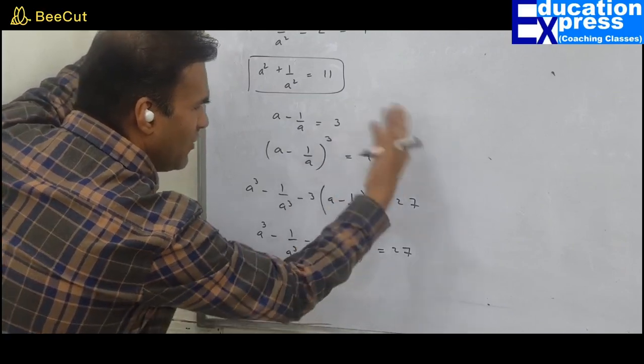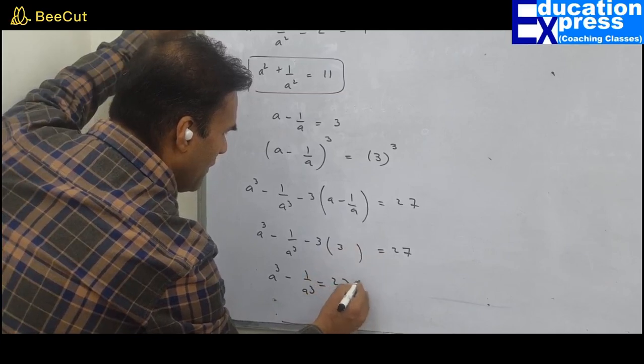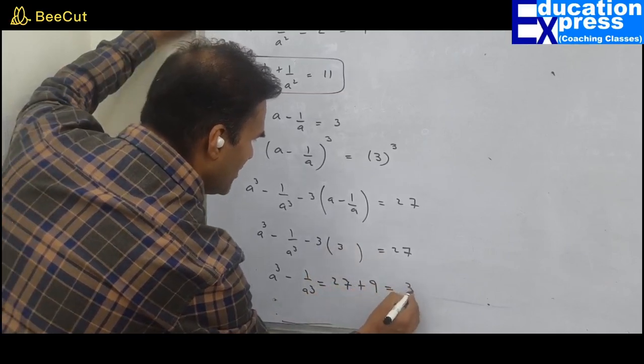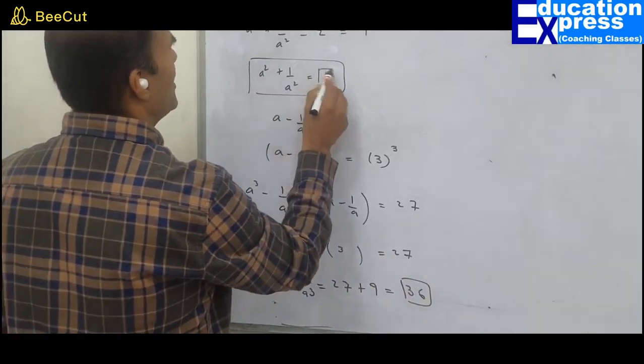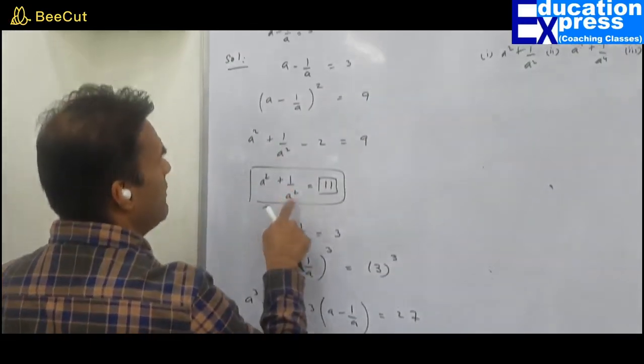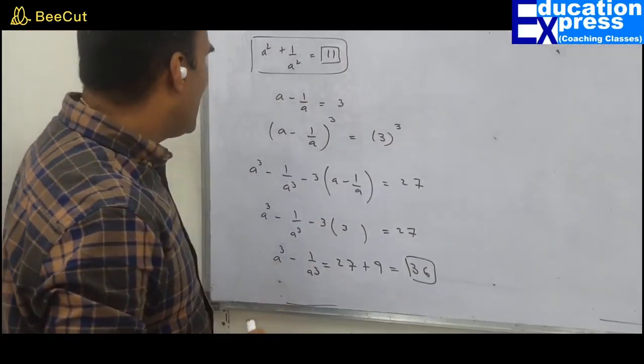The minus 9 when it goes on that side becomes plus 9. So 27 plus 9 becomes 36. So this is my answer. The first part of the answer is 11, that is a square plus 1 upon a square. The second part of my answer is 36. This is how exactly we are going to do it.